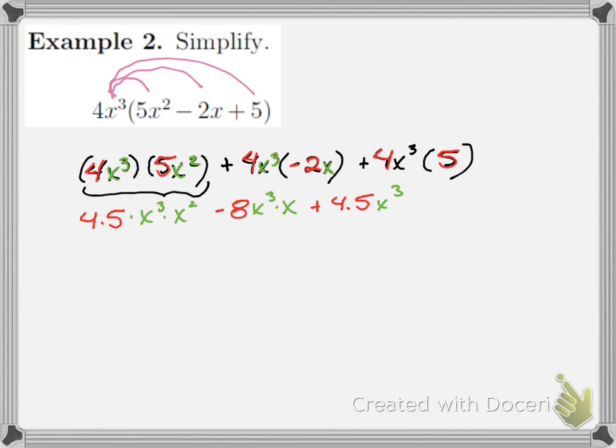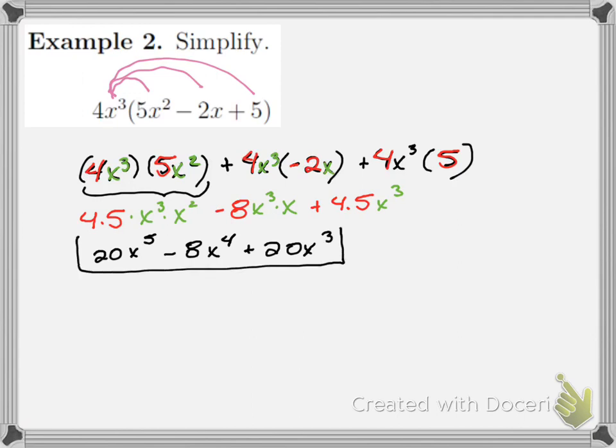All right, so let's start simplifying some of these things, okay? So 4 times 5 is 20. Again, here we're using the product rule, right? 3 plus 2 is 5, minus 8x to the 4th plus 20x cubed. Okay, and that should be your final answer.